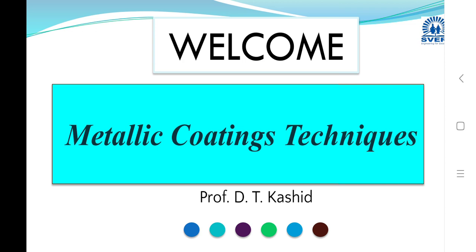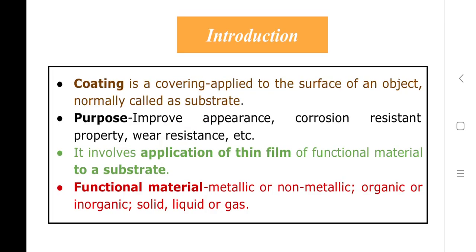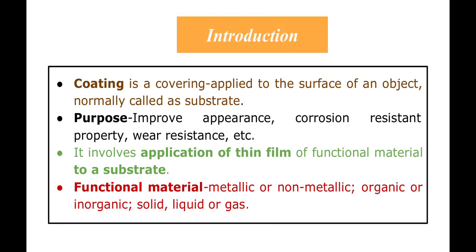So let us begin with the first point, that is introduction. Okay, so here I will summarize what is meant by coating. So coating is a covering that can be applied to the surface of an object. Normally it is called the substrate, and the purpose of application of coating is the value enhancement of the substrate. How? By improving its appearance, corrosion resistant property and wear resistance.